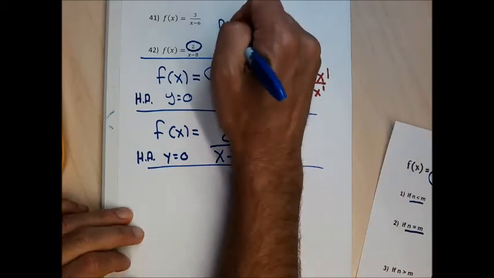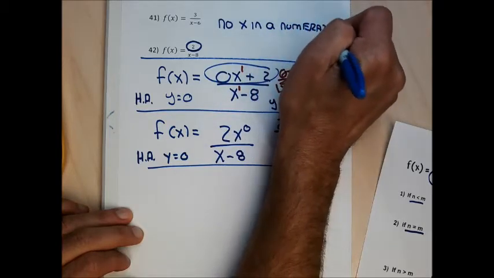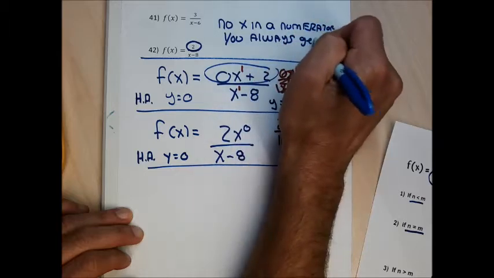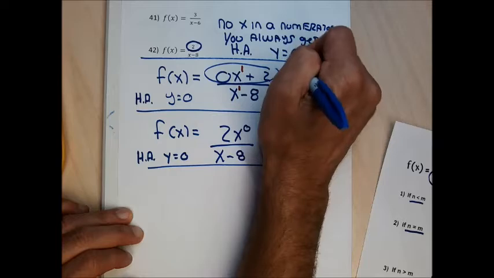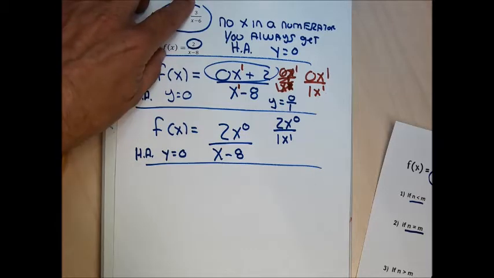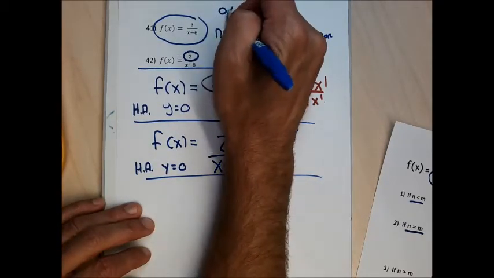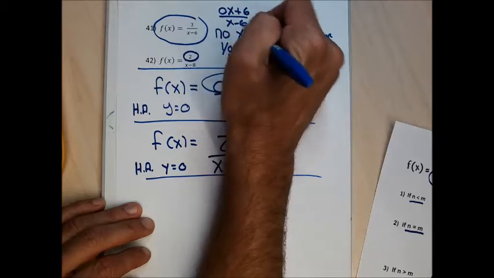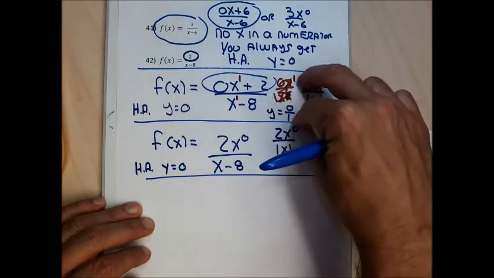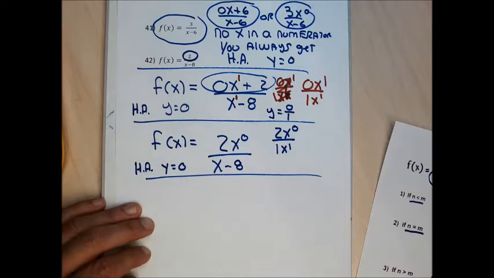So when there's no x in the numerator of a fraction, you don't technically have to do any algebra. You will always get a horizontal asymptote of y equal to 0. So immediately, if I was doing 41, I just glance at that. If I'm asked to find a horizontal asymptote and there isn't an x in the numerator, I can default and say the horizontal asymptote is y equal to 0, or I can consider that fraction 0x plus 6 over x minus 6, or I can consider it 3x to the 0 over x minus 6. Both this one, if you do the algebra that's similar to this, or this one, if you do the non-algebra that's similar to this, will give you y equal to 0 for the horizontal asymptote.